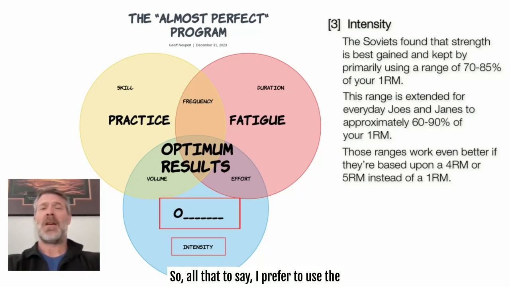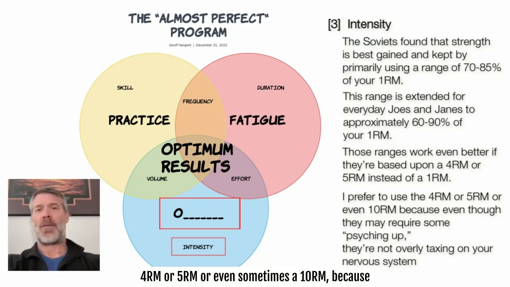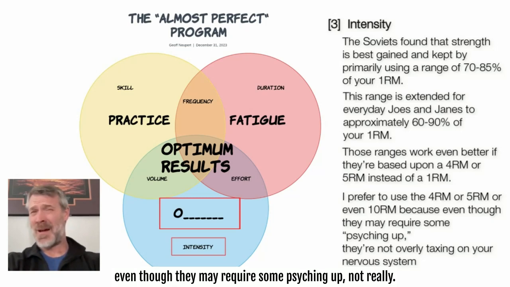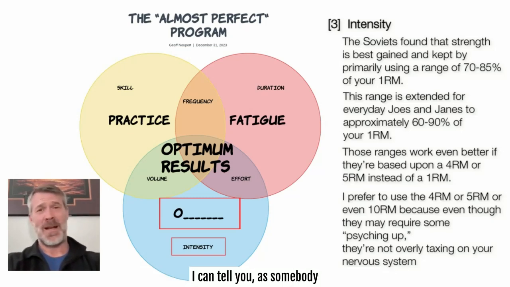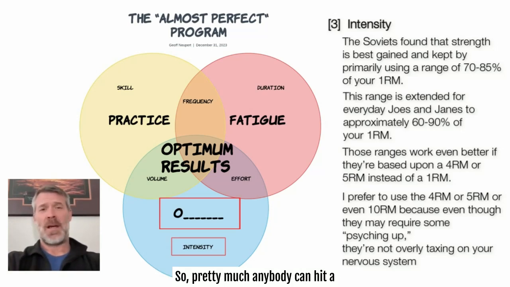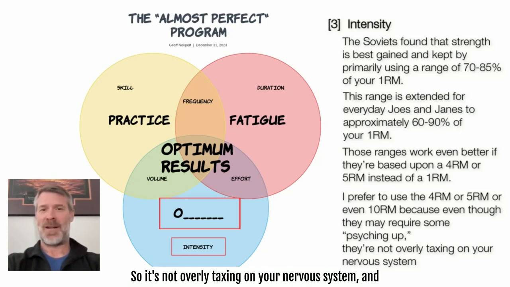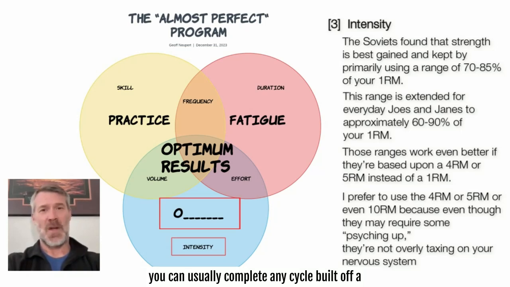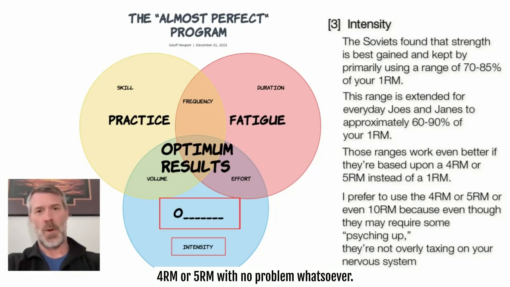So all that to say, I prefer to use the 4RM or 5RM or even sometimes the 10RM, because even though they may require some psyching up, not really. I can tell you as somebody who's competed in weightlifting, the amount of mental RAM for a 4RM or a 5RM is nothing compared to a 1RM. So pretty much anybody can hit a 4RM compared to a 1RM. So it's not overly taxing on your nervous system. And you can usually complete any cycle built off a 4RM or 5RM with no problem whatsoever.